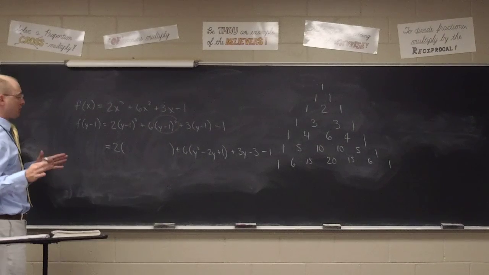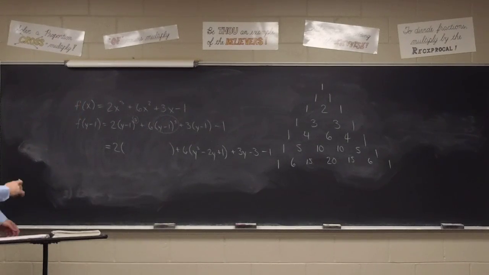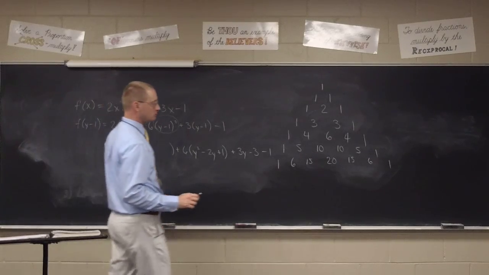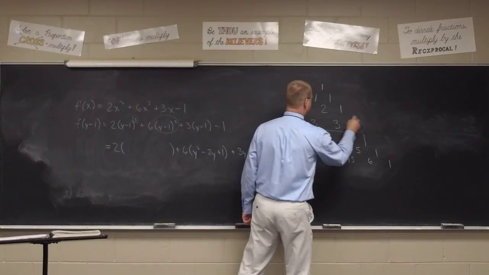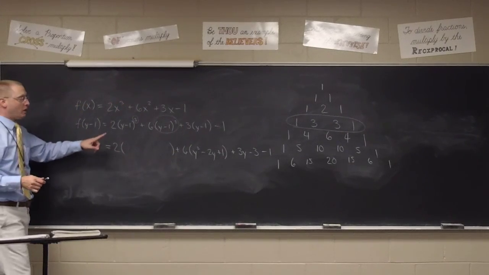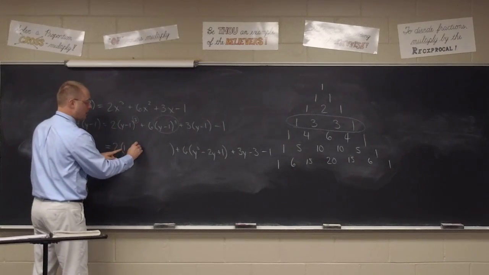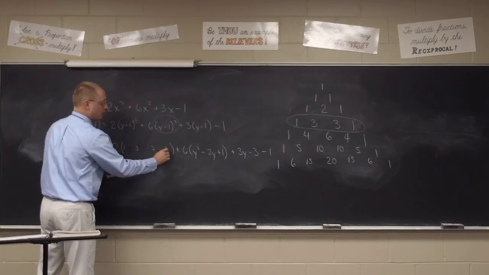Well, we don't need a bunch of rows because we're only trying to cube. Which row do we want to focus on here, Quentin? 1, 3, 3, 1. Good, the 1, 3, 3, 1 row, because the row that has the 3 in it is your cube row. And so I'm going to start by writing my coefficients, 1, 3, 3, 1.